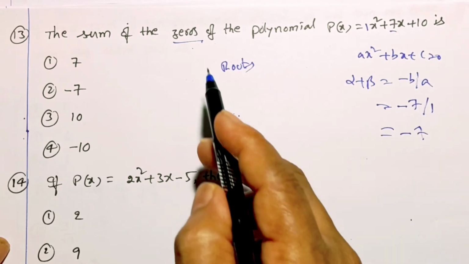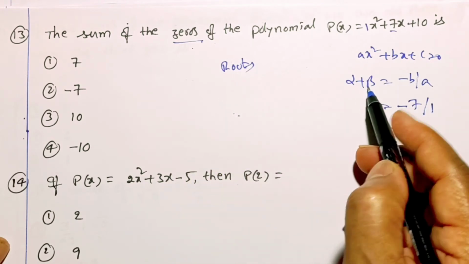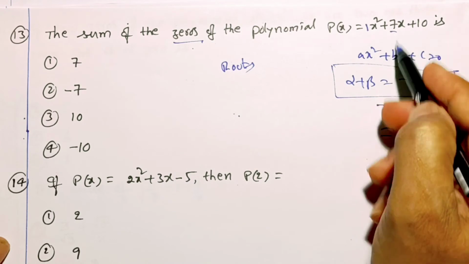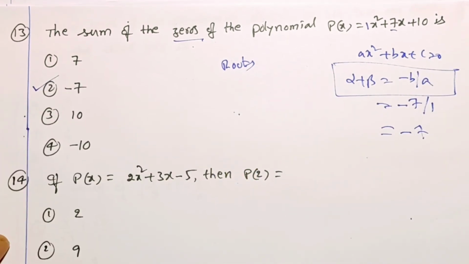So the sum of the zeros, meaning the sum of the roots of the polynomial, alpha plus beta, is minus b by a, minus 7 by 1, minus 7. Option 2 is the right answer.